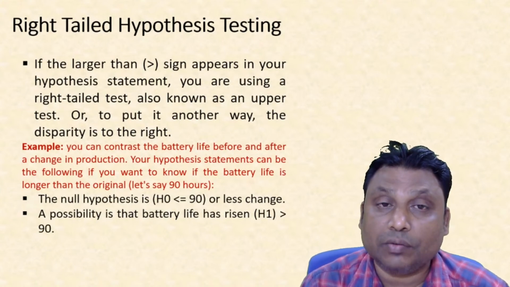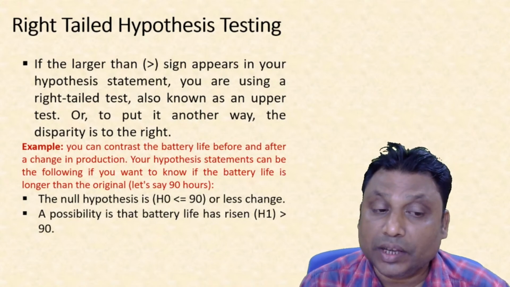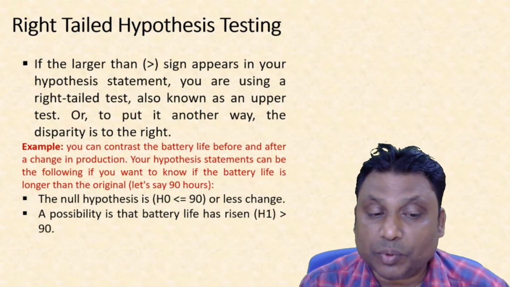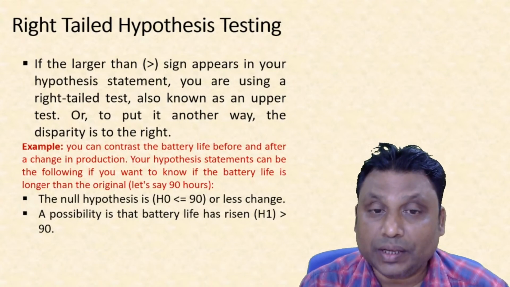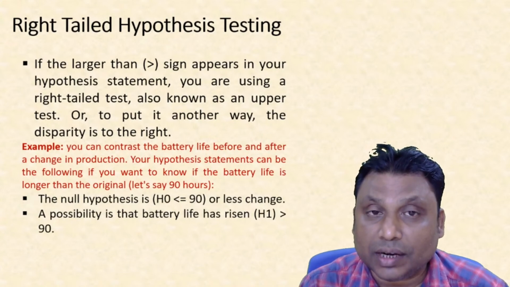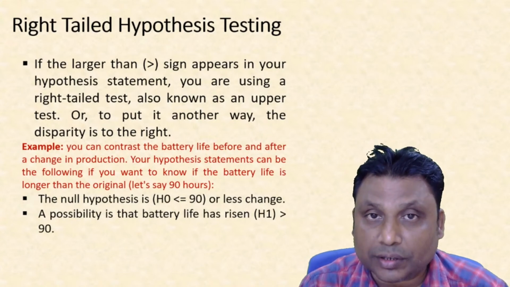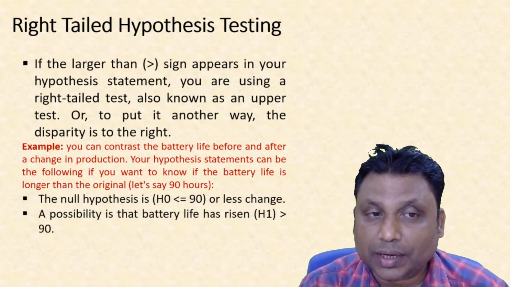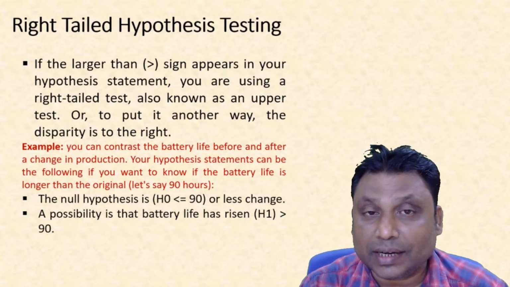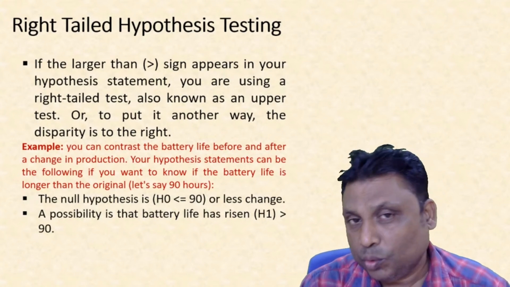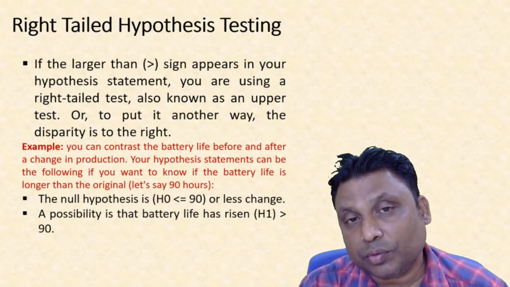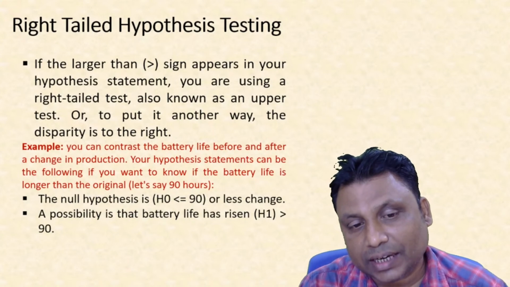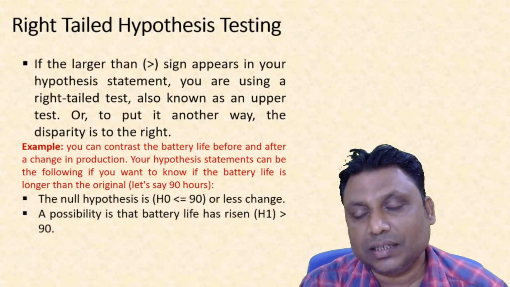You cannot then take equal to 90 hours or less than 90 hours. If your null hypothesis is less than or equal to 90 hours, then your alternative hypothesis will be greater than 90 hours. Are you getting my point or not? When your sign is greater than, it is a right tail test, but if equal is given, we cannot say this is a right tail test. Only when it is strictly greater, with no equal, can we say this is your right tail test.